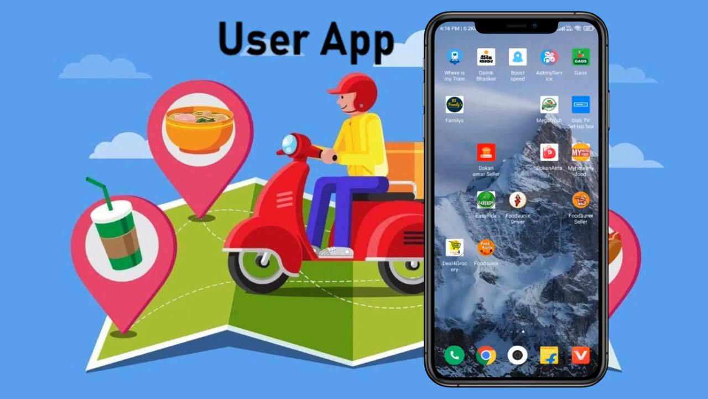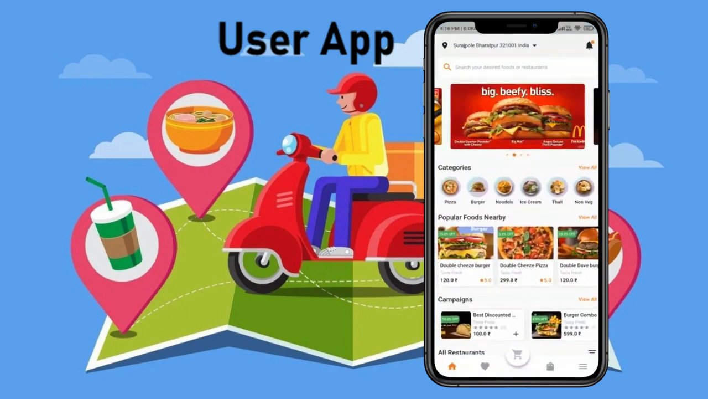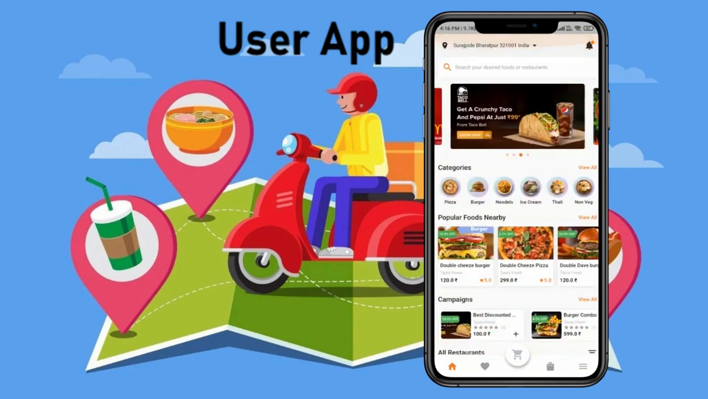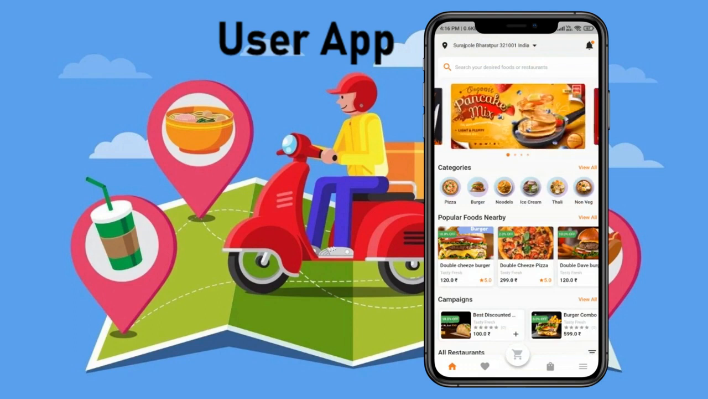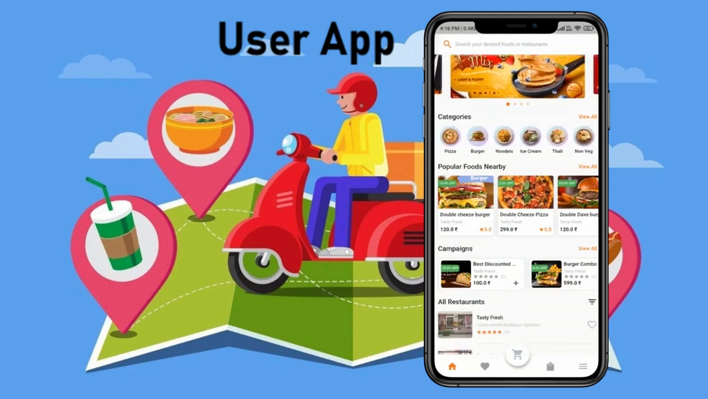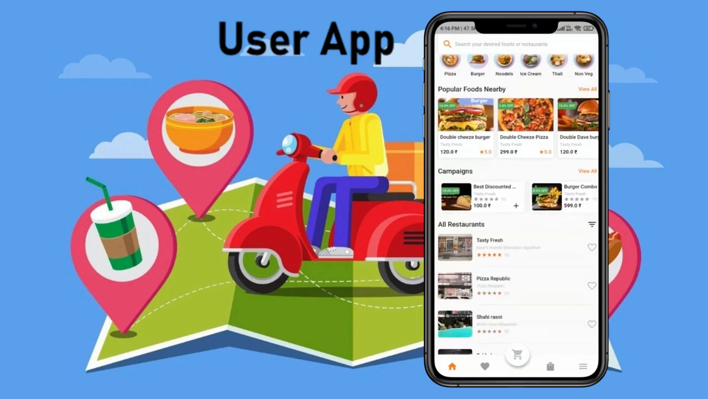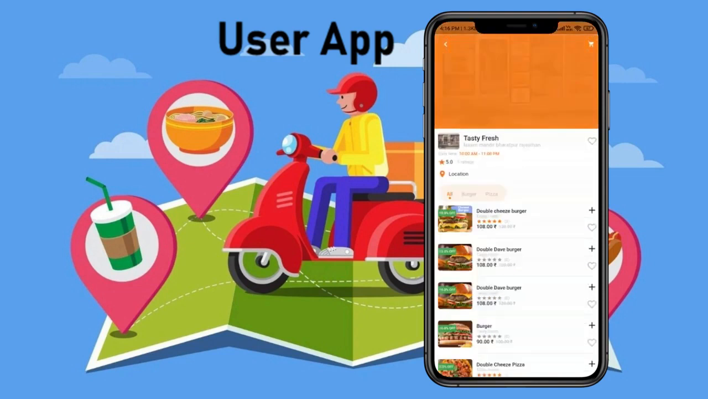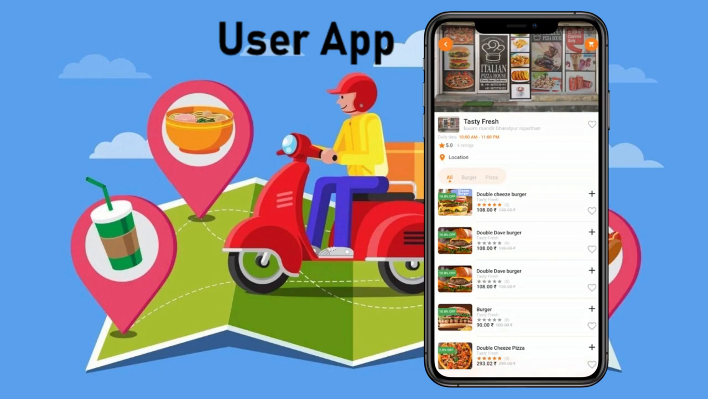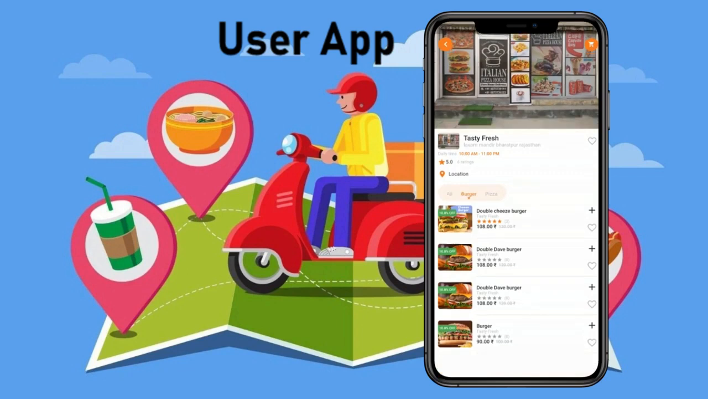And now let's understand how a customer can make an order by using the Raunix application. This is the customer app. Click on it, and you can see this is the main page of the application. You can see all the banners, all the categories, all the popular foods nearby, all the campaigns and all the restaurants. Now you can click on this restaurant and you can see the categories inside it, and you can also filter products by category like this.